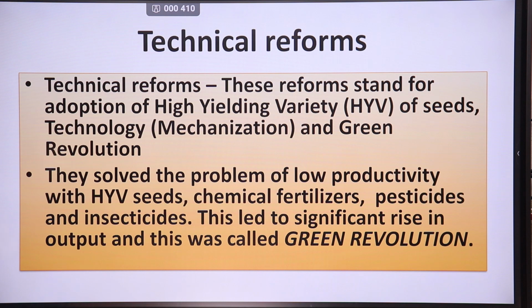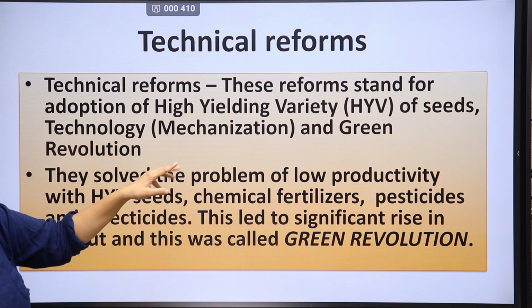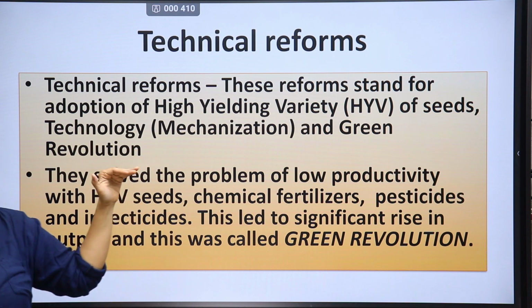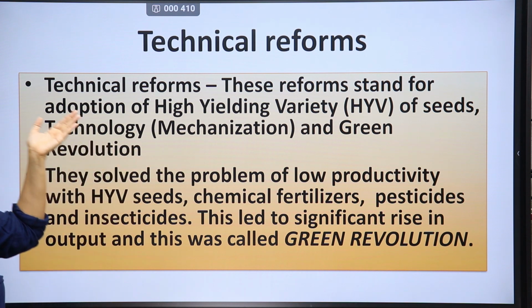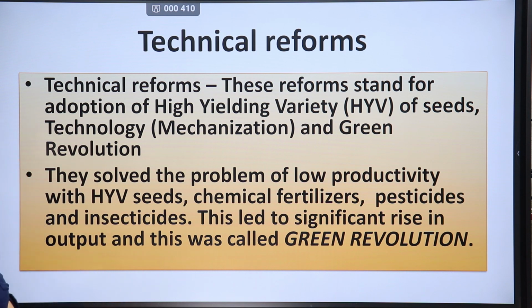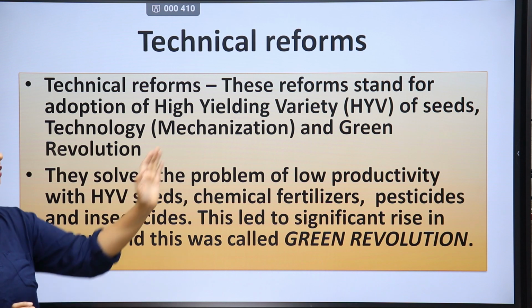Technical reforms. Now, what are they? These reforms stand for adoption of high yielding variety of seeds, technology, mechanization and the green revolution. So all this mechanization and modernization of agriculture was done under technical reform. That meant the modernization and mechanization of your agriculture, and that gave rise to your green revolution.